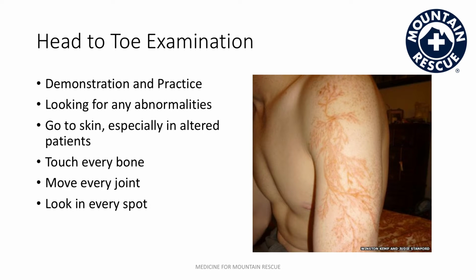With the head to toe examination, this is something that's easy to practice on each other. And really what we're doing is we're looking for any abnormality. We want to go to the skin, especially in patients that are confused or altered, or may have been in an adrenaline rush and might not be aware of what's going on. And we're literally going to start from the head and work our way down to the toes, making sure that we also get the arms.